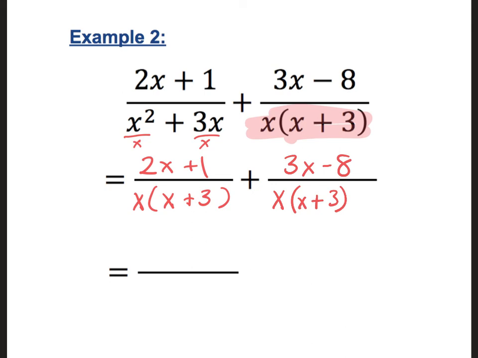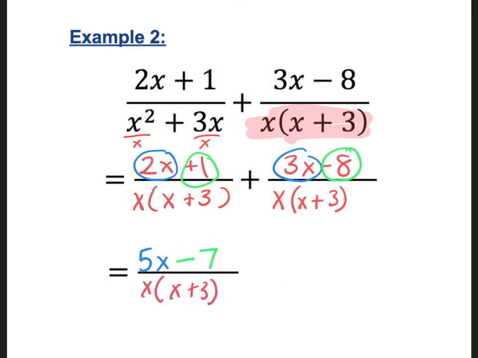From here again, remember we're combining our like terms, so we're just putting together the things that look the same. So I noticed we have a 2x and a 3x. Adding 2x plus 3x gives me 5x. And then we have 1 minus 8, and 1 minus 8 gives me negative 7. So on top we have 5x minus 7. On the denominator, we have just what we started with, x times x plus 3. And so this whole thing would be my final answer.